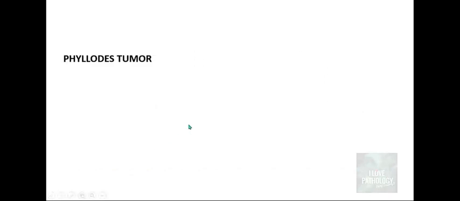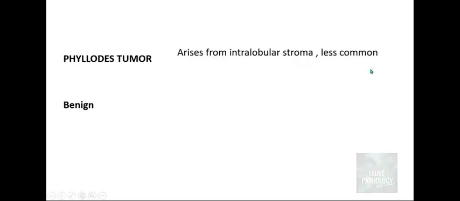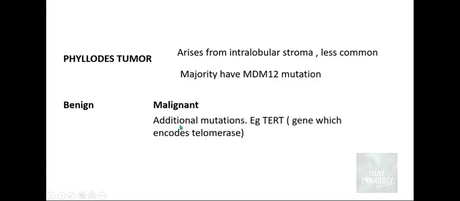So the next biphasic tumor or the stromal tumor which arises from the intralobular stroma is Phyllodes tumor. It arises from intralobular stroma, but it is less common as compared to fibroadenoma. They are benign and malignant. The benign ones, majority of them have MED12 mutation, just like the fibroadenomas, whereas the malignant ones, apart from the MED12 mutation, also have additional mutations. For example, the TERT gene. This is a gene which encodes telomerase. So you can find additional mutations when the Phyllodes tumor is malignant.